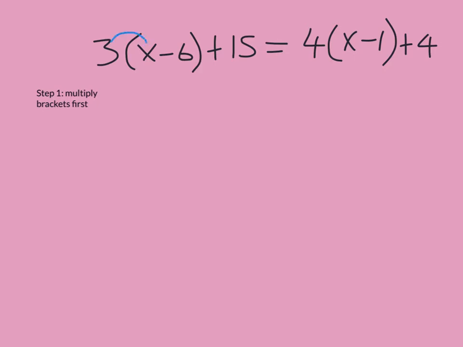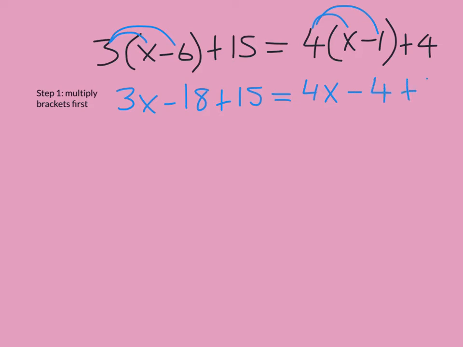So we have 3 by x, and that's going to give me 3x. 3 by minus 6 is going to give me minus 18. Now, I'm just going to leave plus 15 there, okay? Equals, because I'm just focusing on the brackets now. 4 by x gives me 4x. 4 by minus 1 gives me minus 4. And then I have this plus 4 here as well. Just going to leave it like that.